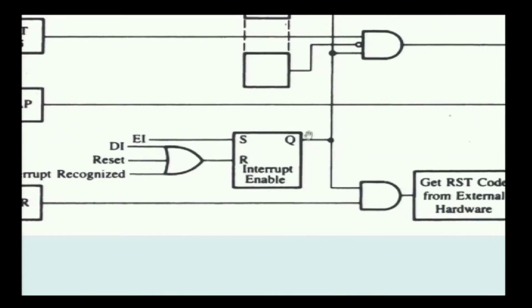So, at that time Q is 0, so it will send the 0 signal, which is used to disable the flip flop. Next one is multiple interrupts.